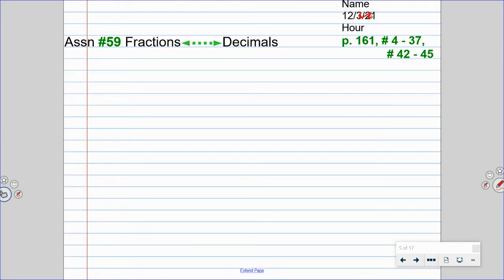All right, whatever the date, whatever the assignment number, go ahead and pause, write the page and the numbers down, come on back when you're ready.